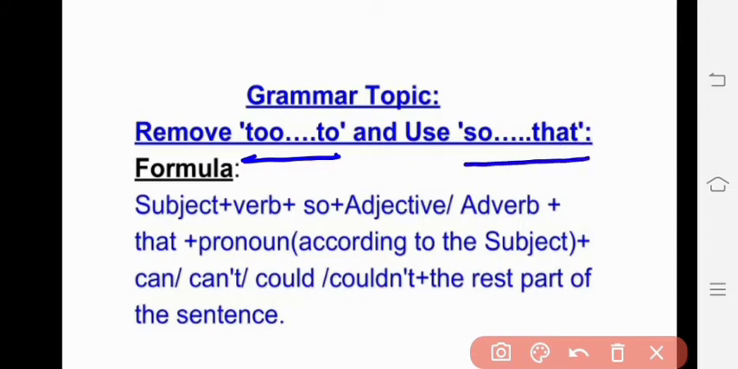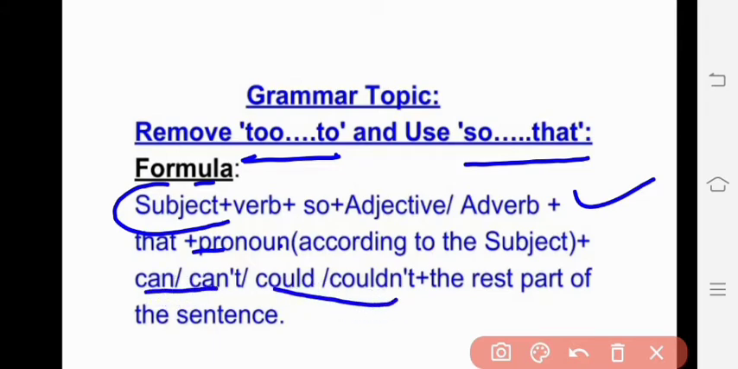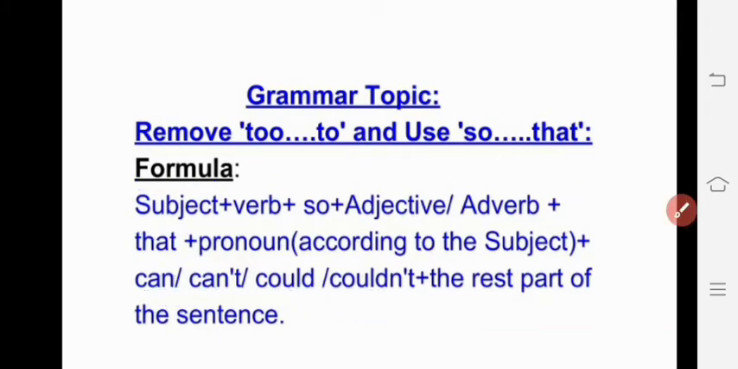So here is a part of the transformation of the sentence. Here, subject, then verb, then adjective or adverb, then you have to apply that after the adverb or adjective. Any one is given. Then a pronoun as per the subject. Whatever the main doer of the action is called the subject. As per that you have to apply the pronoun after that. Then can, can't, could, couldn't as per the tense of the sentence. Then the rest part of the sentence, the remaining part of the sentence.